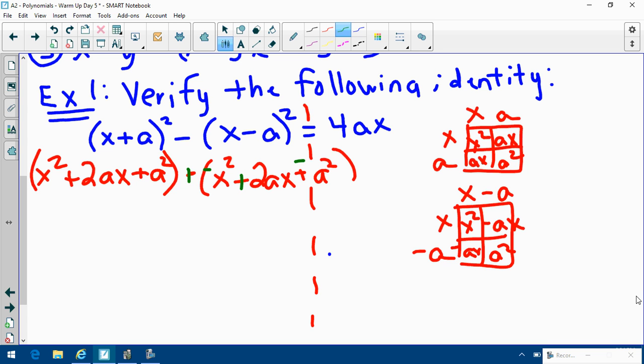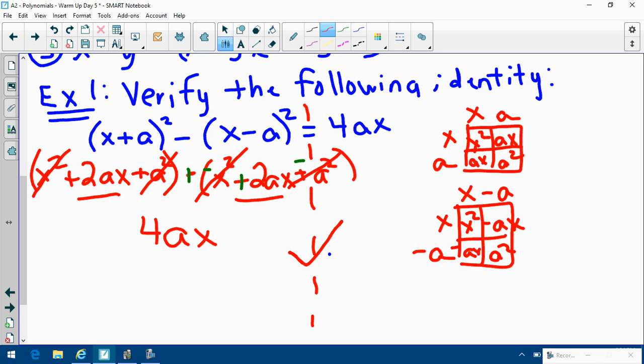Then I start combining like terms. I have positive x squared plus a negative x squared. Those are gone. I have the a squared plus a negative a squared. Those are gone. So I'm left with 2ax plus 2ax. That's 4ax. Once the two sides are equal, check. You've verified that it's an identity. So verifying just means doing the algebra and showing that both sides are equal. Okay, questions yet? Hopefully not. Okay, I'm going to turn the page, get a clean sheet, and do the next type.